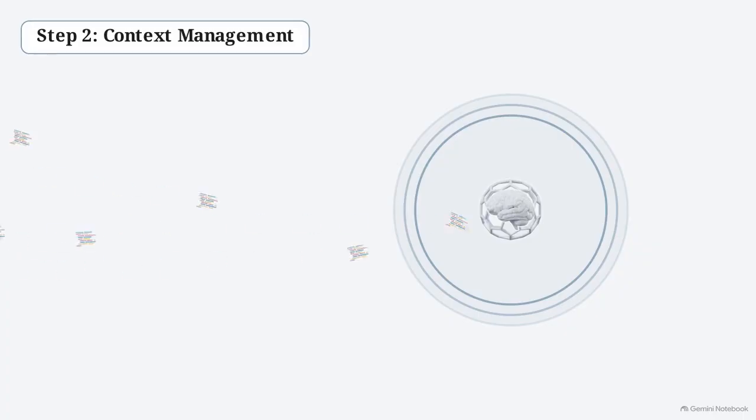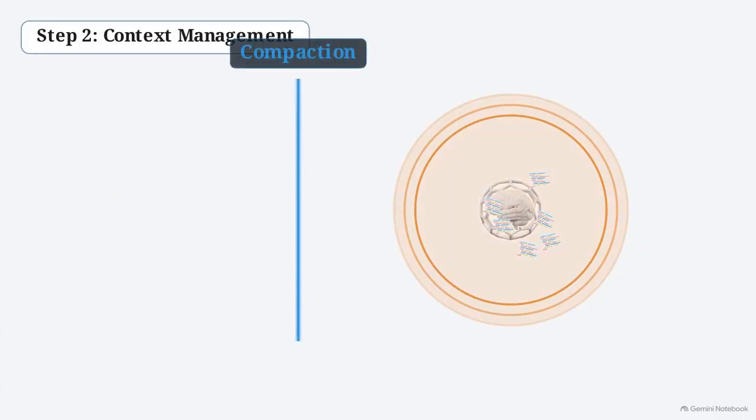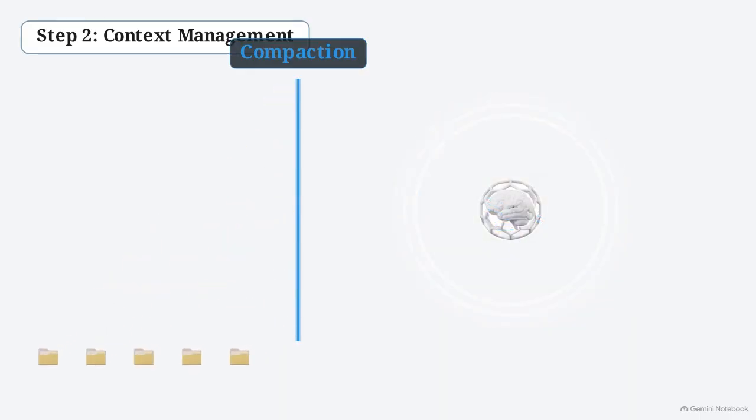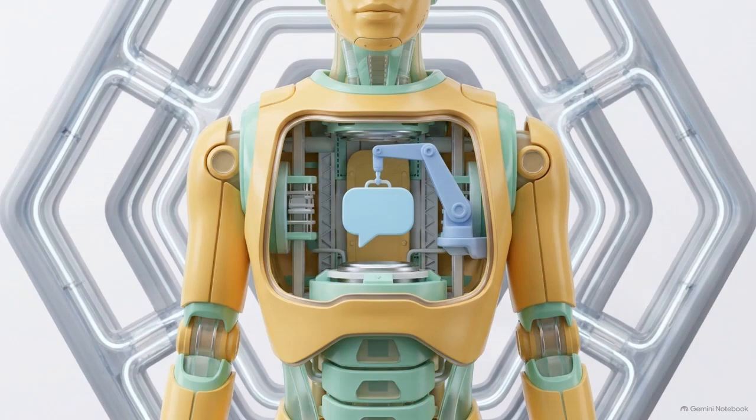This diagram shows the harness solution, active context management. The harness uses a technique called compaction to summarize older data and offload logs, keeping the context window clear for the task at hand. Shifting state and memory management to an external harness provides the foundation for upgrading a chatbot into an autonomous system.